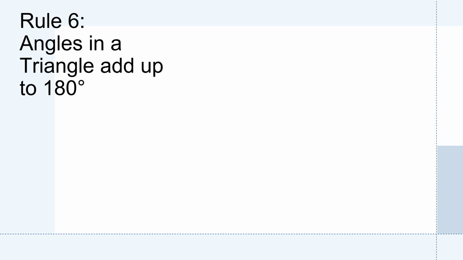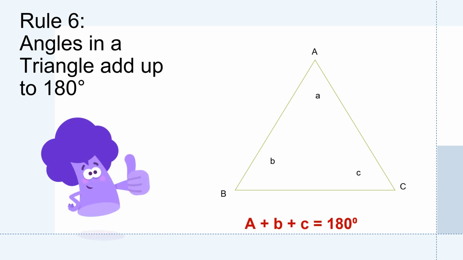Next rule says that angles in a triangle add up to 180. So I will look for the triangle, any triangle actually. It can be an equilateral triangle, isosceles triangle, right angle triangle, or scalene triangle. The angles inside the triangle will always add up to 180 degrees. So this is how we need to work for this rule.